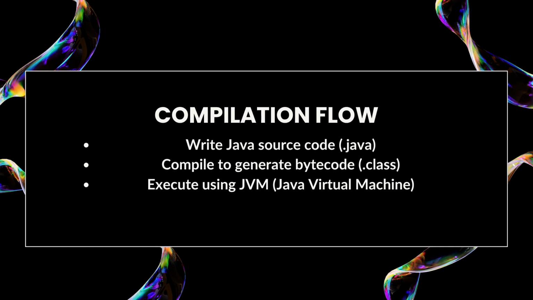To summarize the process, write your Java source code, which is .java, then compile it to generate bytecode, which is .class, then execute it using the Java virtual machine. This process allows Java programs to run consistently on any platform.